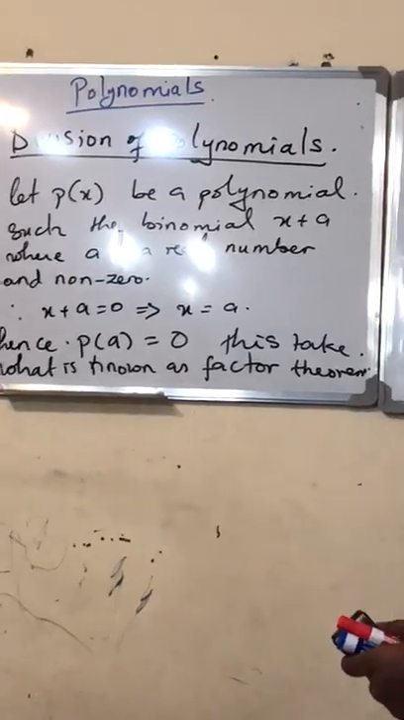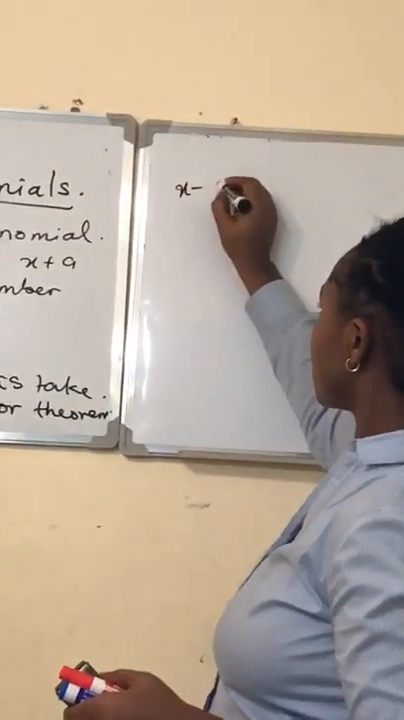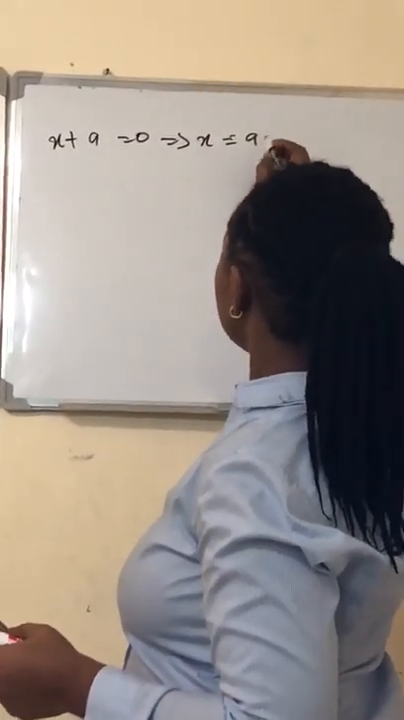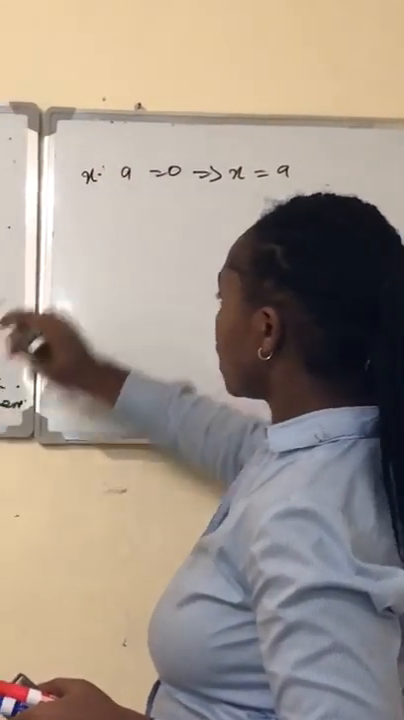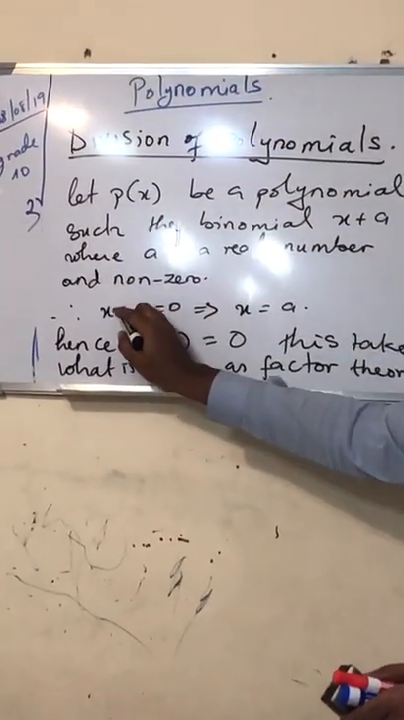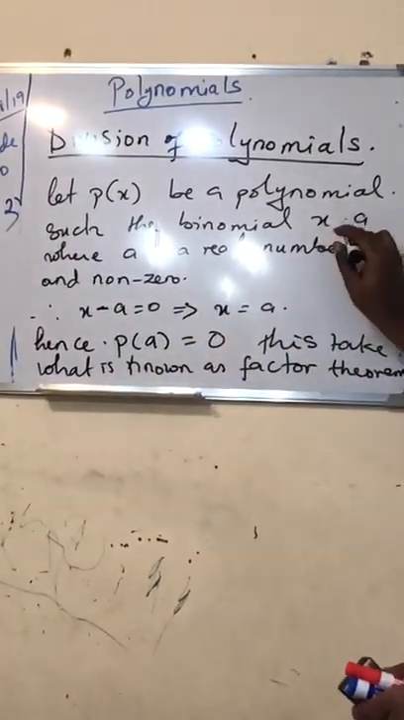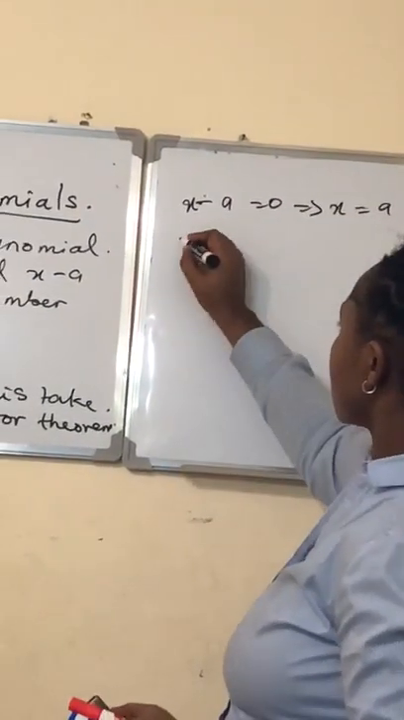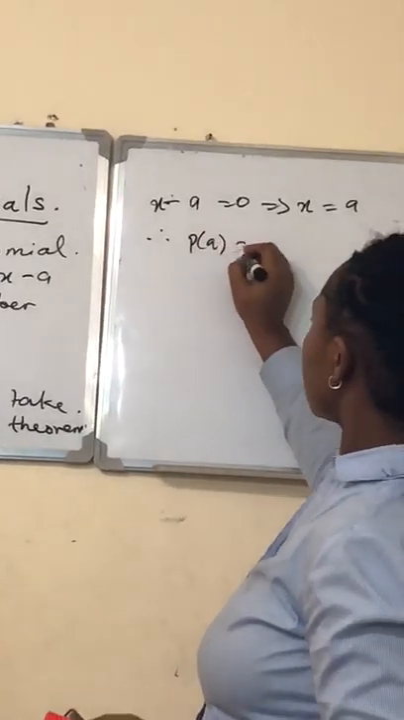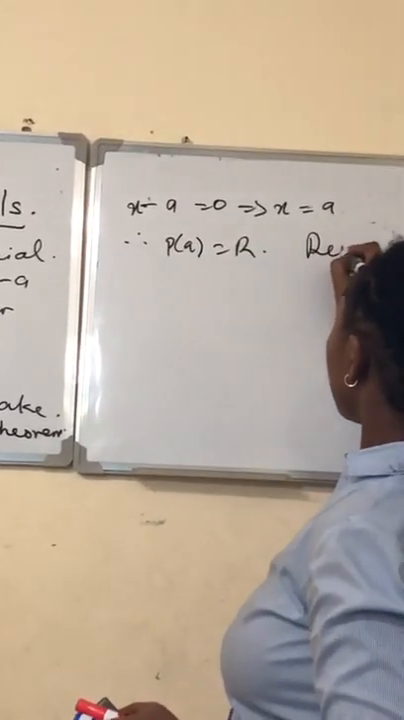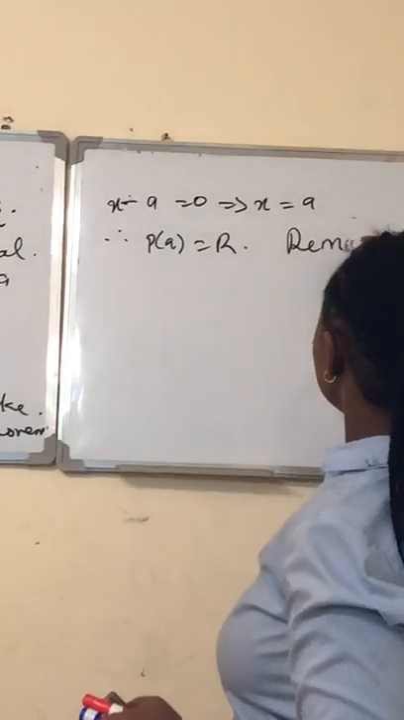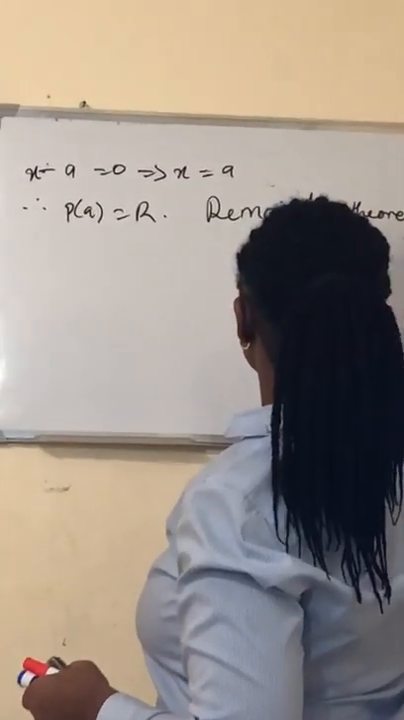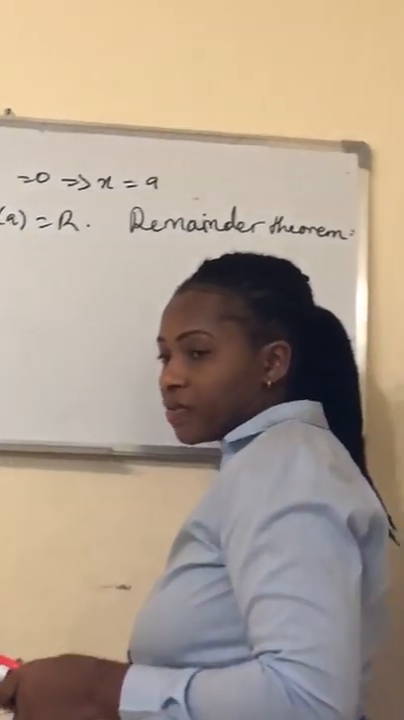But if the same case appears, we have x minus a is equal to 0 implies x is equal to a, such that p of a is equal to r. We have what we call the remainder theorem. I will do an example of both cases for us to understand what is happening.